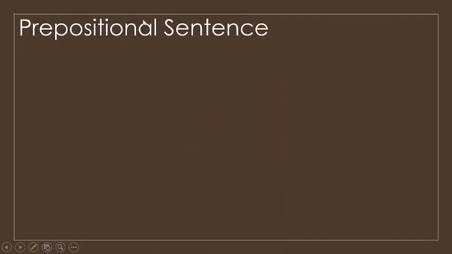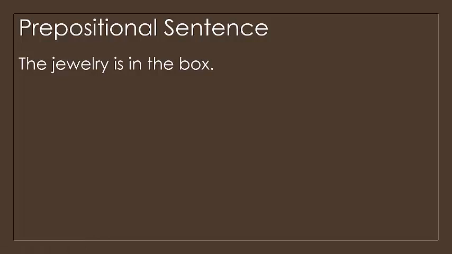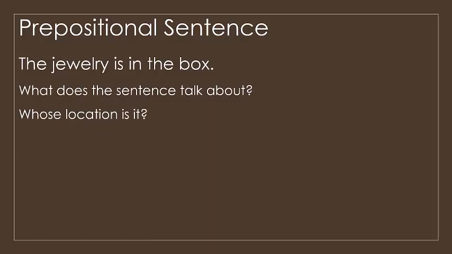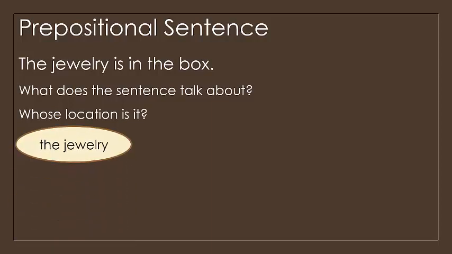Now let's move to the next type of sentence, the prepositional sentence. We have the sentence, the jewelry is in the box. What is the sentence about? What does the sentence talk about? Here we can say that the sentence talks about location, is in. Whose location is it? It's the location of the jewelry, and the jewelry here is in.